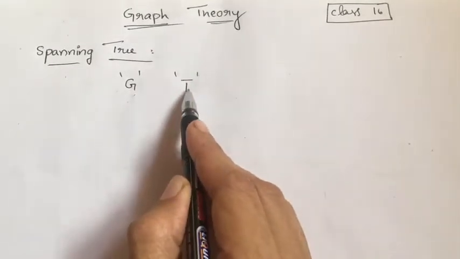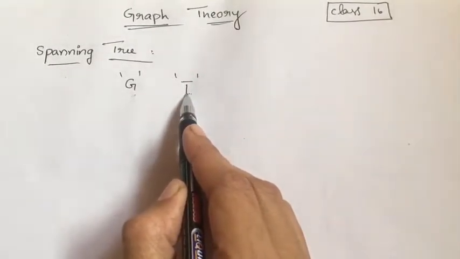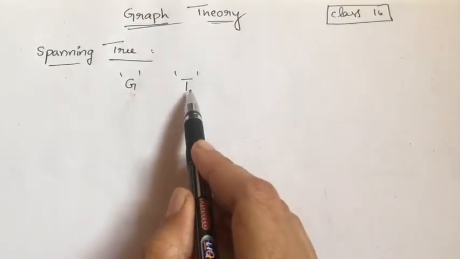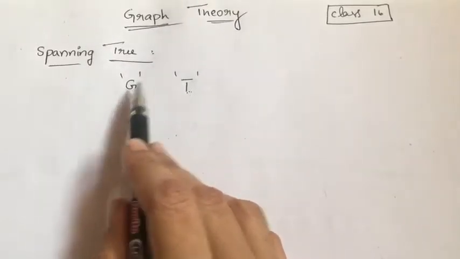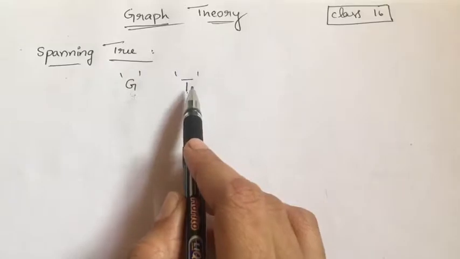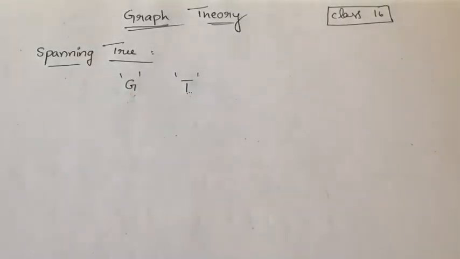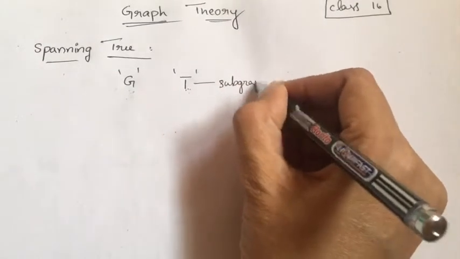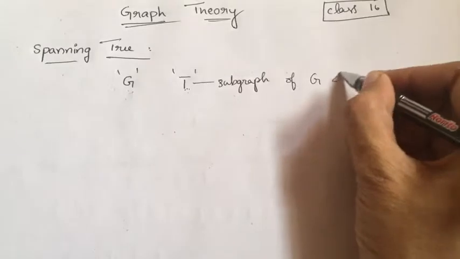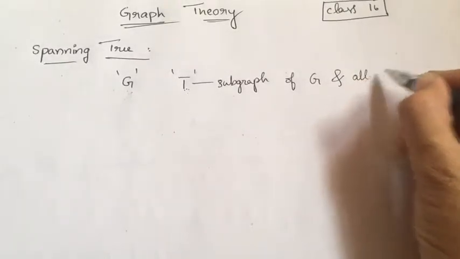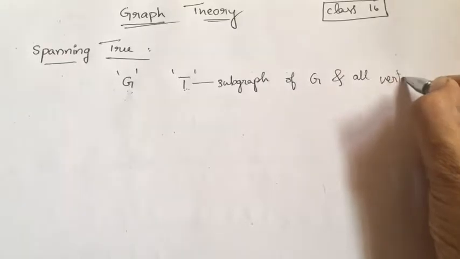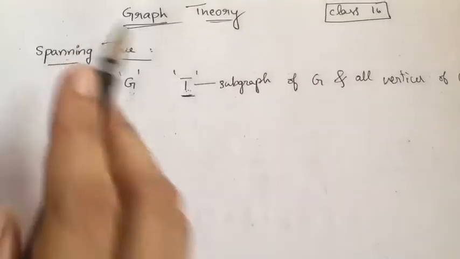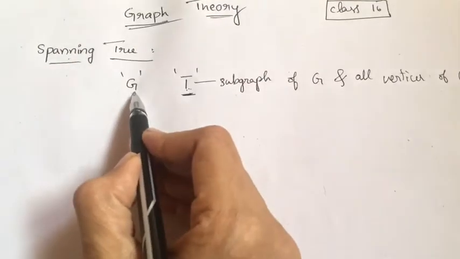Any tree T is said to be a spanning tree of a connected graph G if T is a subgraph of G and T contains all the vertices of G. It must be a subgraph of G and it should contain all the vertices of G. Then I can say this T is a spanning tree of graph G.